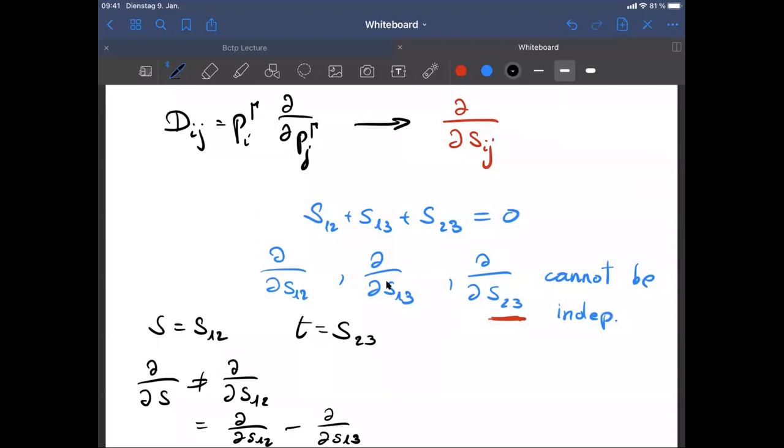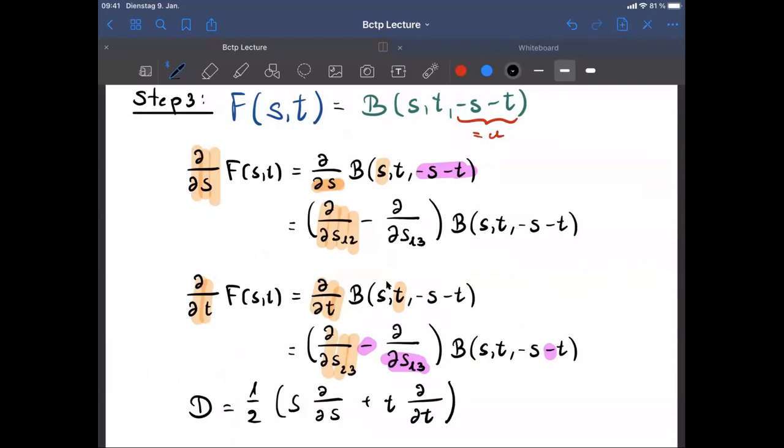Just because S is equal to S12 doesn't mean that differential. When I say S12, I mean P1 dot P2. Just because S is P1 dot P2 does not mean that the derivative with respect to S is the derivative with respect to P1 dot P2, because I have additional constraints among the kinematic variables. It's obvious, but many times people get confused.